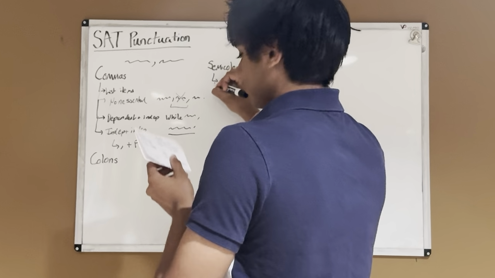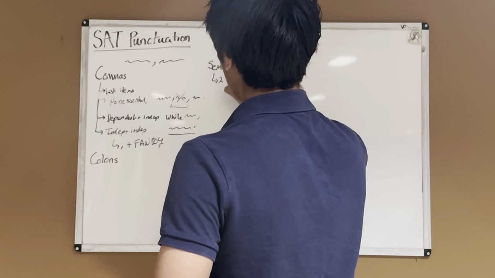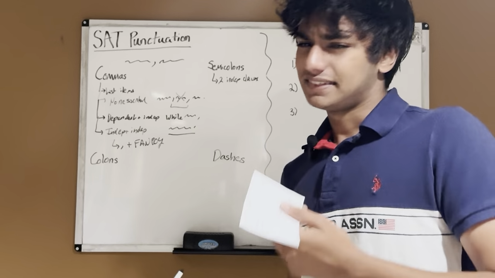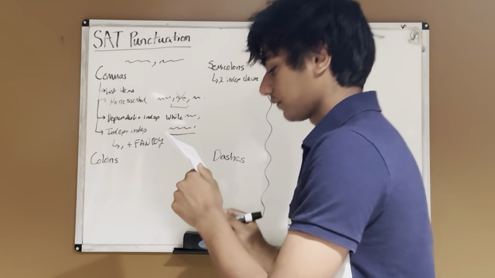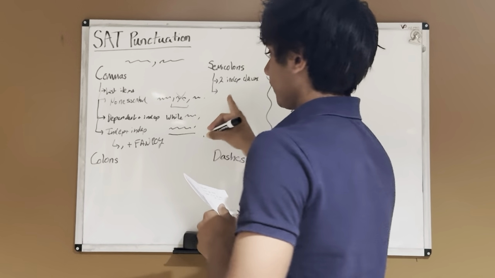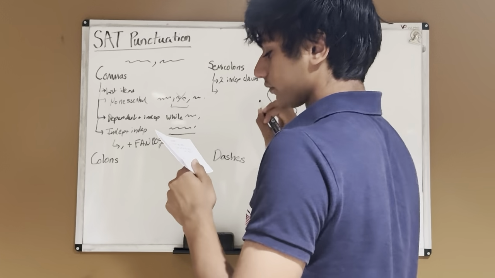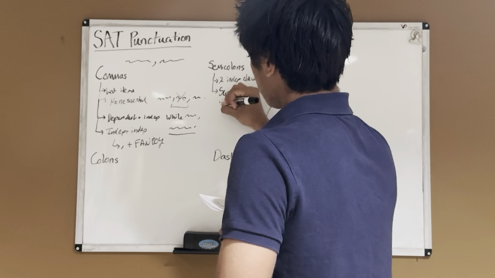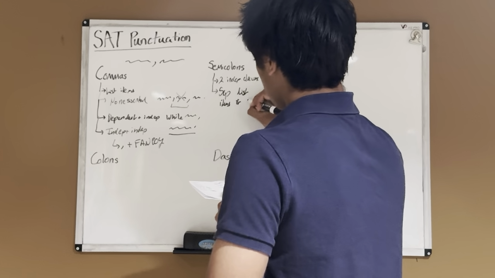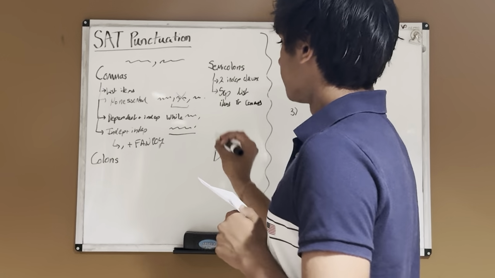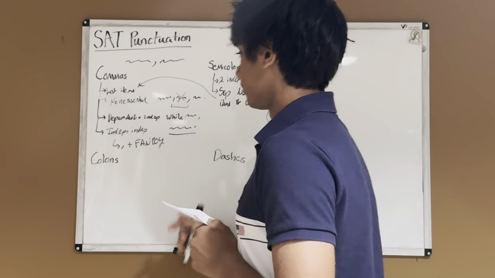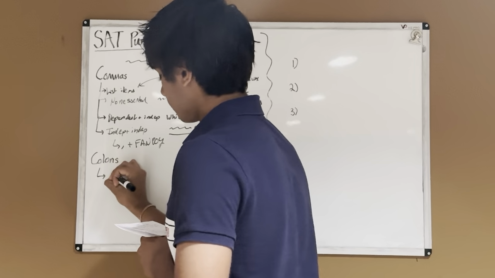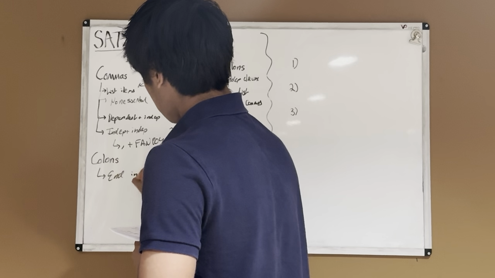Next, semicolons. So semicolons connect two independent clauses together, right? And usually they're related, but on the SAT, they don't have to be related. They just have to connect two independent clauses. And semicolons can also, this is a harder way of using semicolons, separate list items if there are commas in the list. So if there's commas in the list, then they can function like these commas and separate list items.